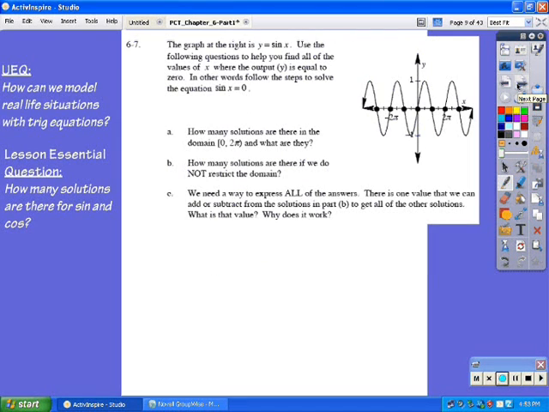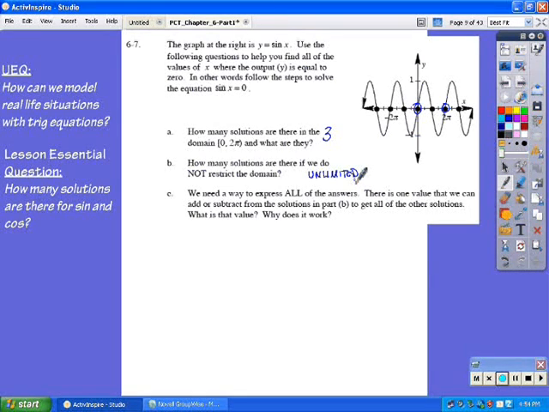Number 7, the graph to the right is sine of x. Use the following questions to help you find all the values of x where output is equal to 0. In other words, follow the steps to solve the equation sine of x equals 0. How many solutions are there between 0 and 2 pi? So that's what we were doing. If I look between 0 and 2 pi, that means I'm starting here and I'm going to here. How many solutions? There are 3. How many solutions are there if we do not restrict the domain? There would be unlimited solutions, because sine of x will continue to equal 0 every pi units.